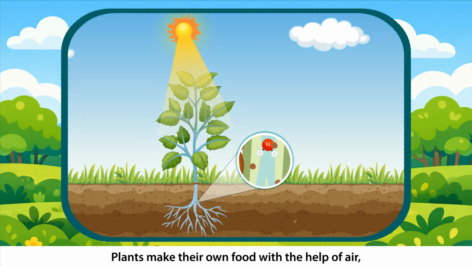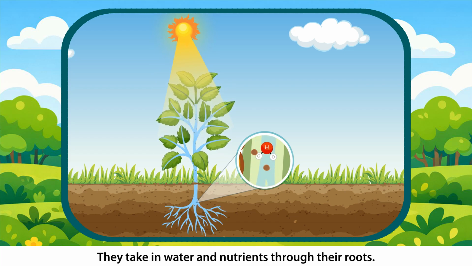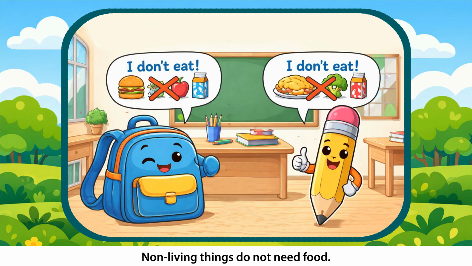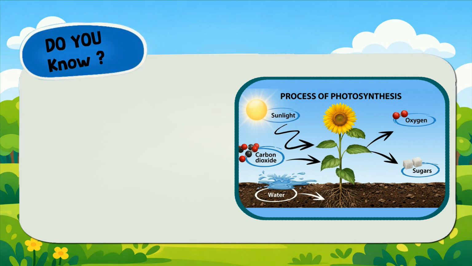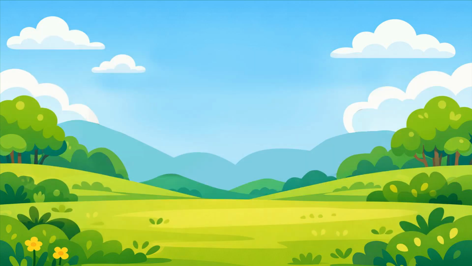Plants make their own food with the help of air, water, sunlight, and minerals from the soil. They take in water and nutrients through their roots. Non-living things do not need food. For example, a school bag or pencil does not eat food. Do you know leaves make food for the plant through a process called photosynthesis? Photo means light and synthesis means making.